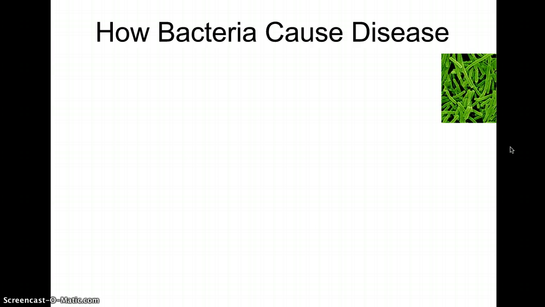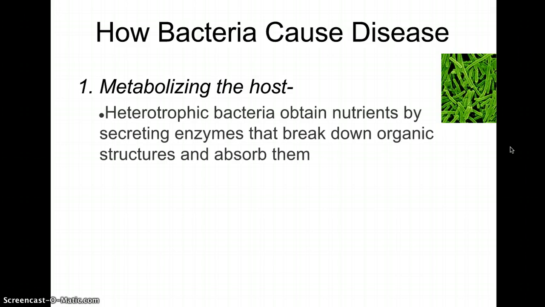Now I want to look at how bacteria cause disease, especially since we're looking through the lens of bacteria and human disease. They can cause disease in two different ways. One is metabolizing the host. In this way, heterotrophic bacteria get nutrients: they secrete enzymes that break down organic structures, and then they absorb them. So in humans, they're essentially digesting and eating what's in our bodies.